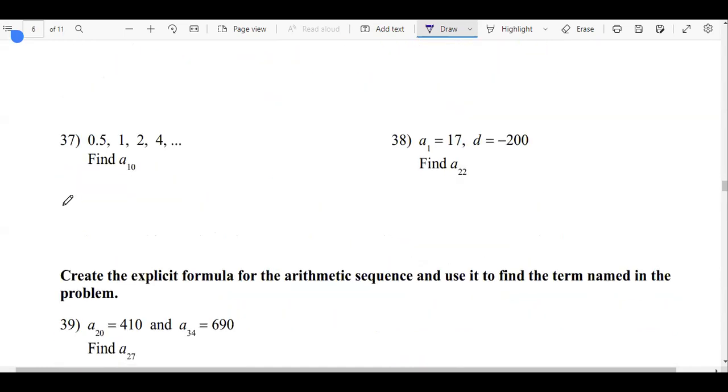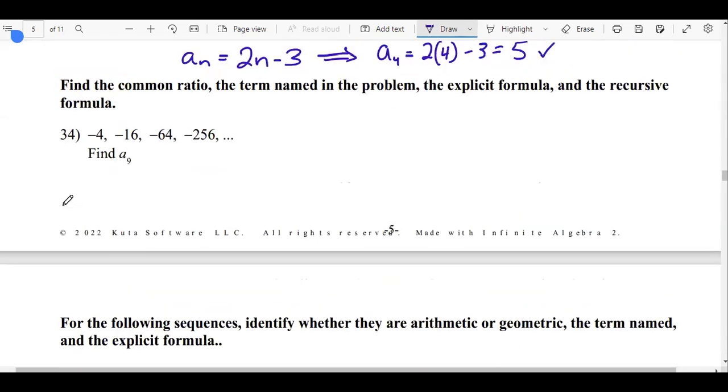Problem 34 says that we should find the common ratio, term named in the problem, explicit formula, recursive formula. It's a lot of formulas. We can do it though.